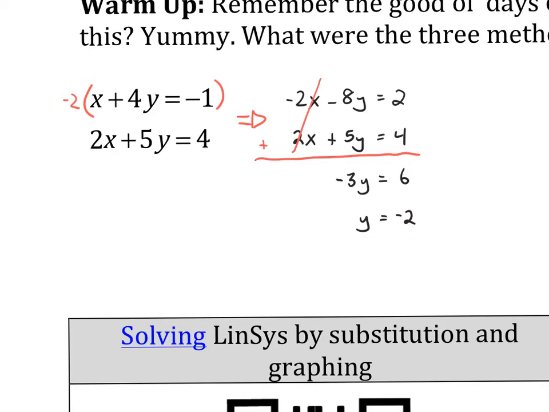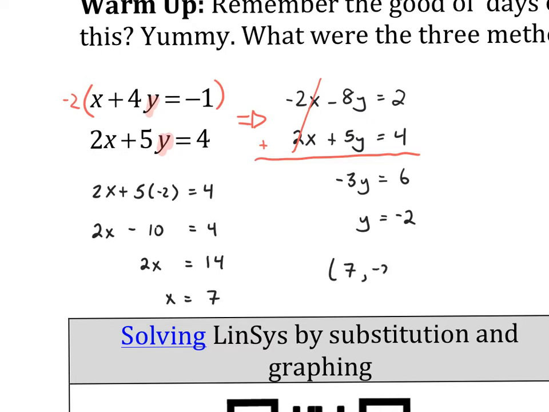And now, our last step before we can check is we take this -2 and we're going to place it in any equation we want. We can place it here, or we can place it on the top. It doesn't matter, and neither one of them is better in this case. So I'm going to put it in the bottom one simply because it is already there. So plus 5 times -2 equals 4. So here I get 2x minus 10 equals 4. Add 10 to both sides to get 14. Divide by 2 to get a 7. So my solution is 7, -2.